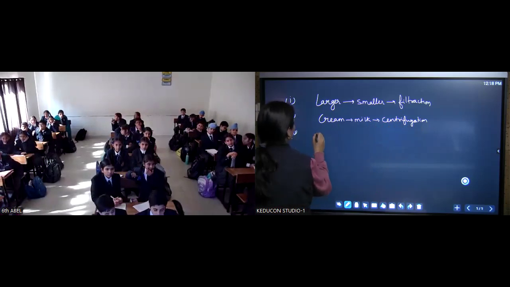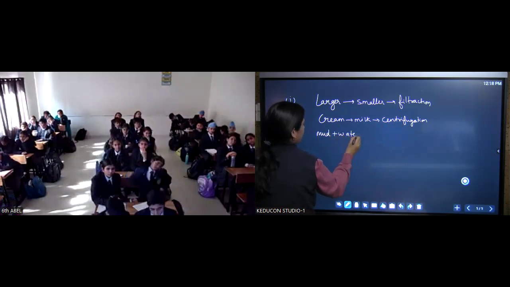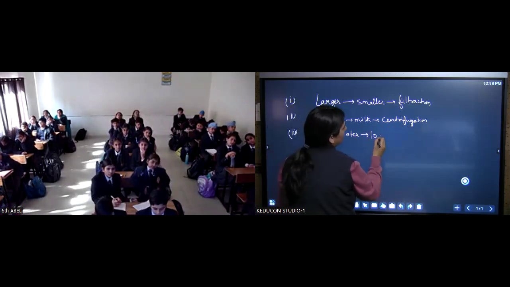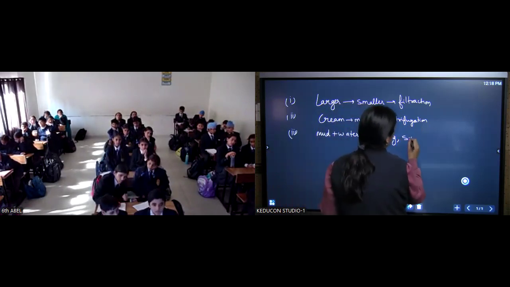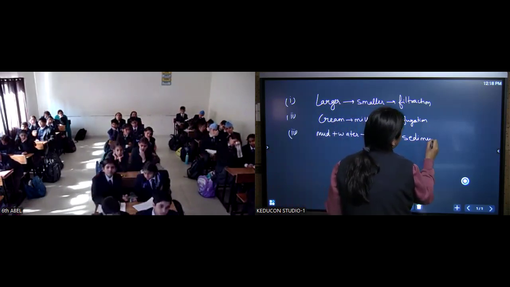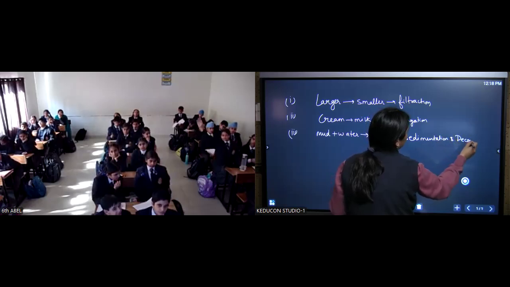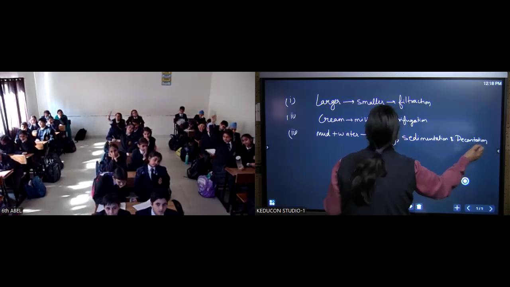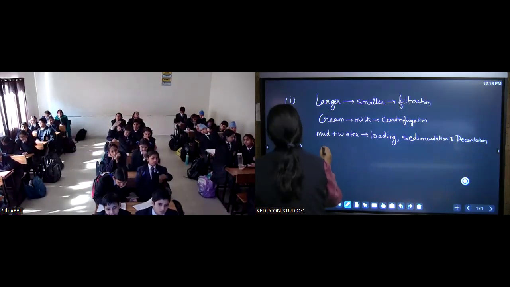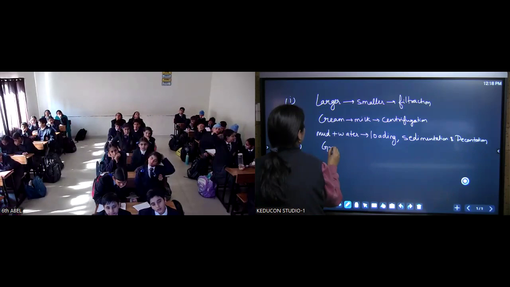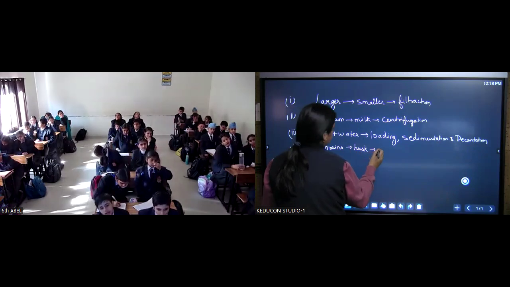Now a mixture of mud, जो भी हमने किया, mud plus water can be separated by loading. Loading यानी अगर हम फिटकरी डाल दें तो और जल्दी हो जाएगा. Loading, then sedimentation, and last is decantation. Now the fourth one is, separating grains from husk by threshing.